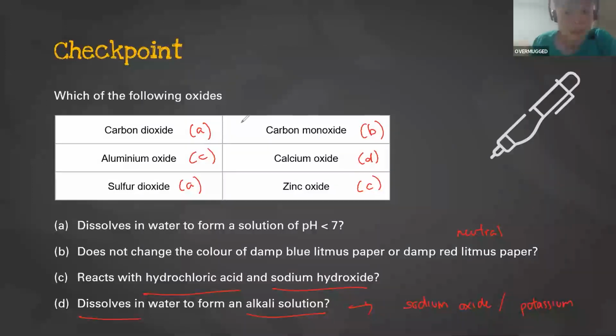Okay, what are the questions? Can sulfur dioxide be A? Yep, okay, cover that.